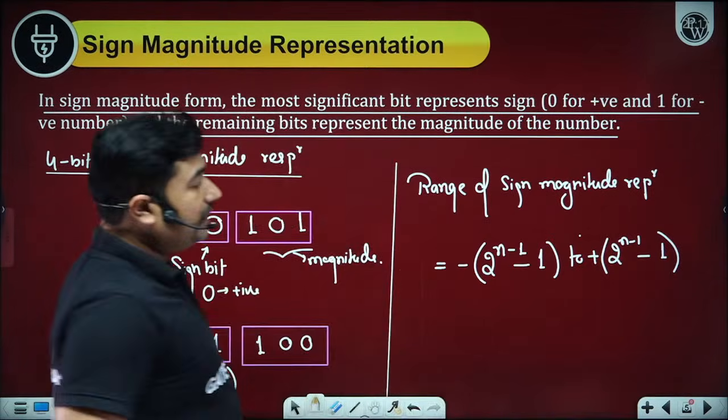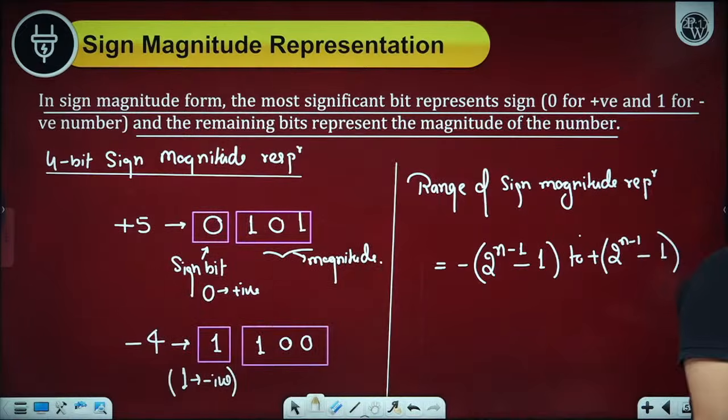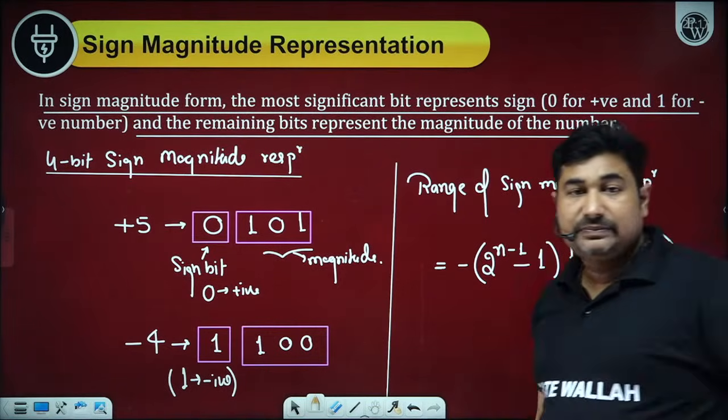How many of you are able to understand, beta ji? Please let me know by writing in the comment section. How many of you are able to understand the range of sign magnitude representation?